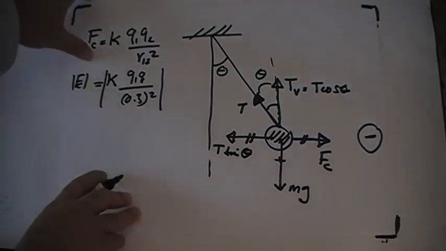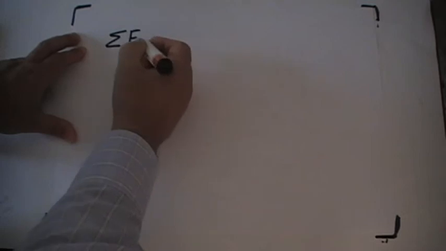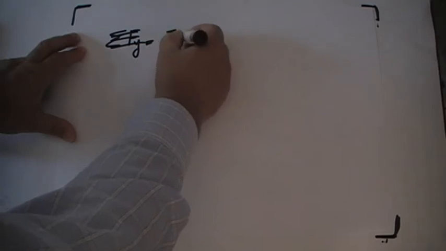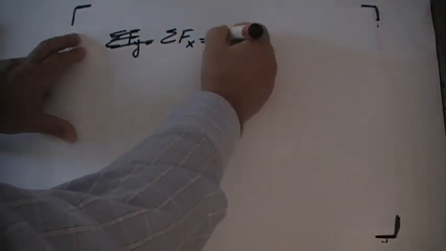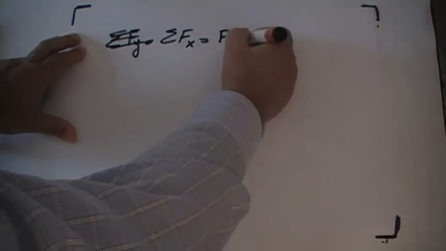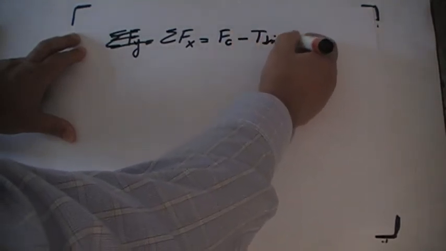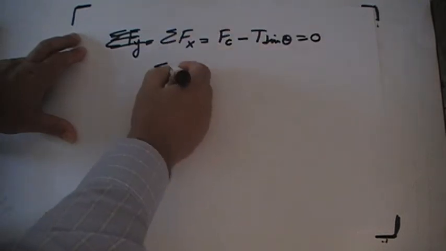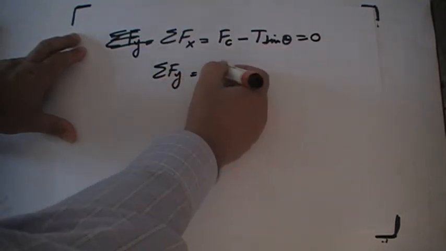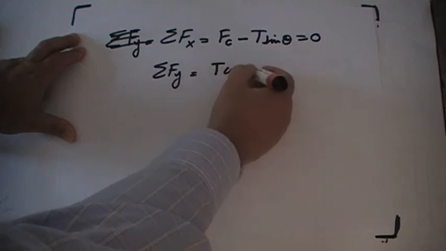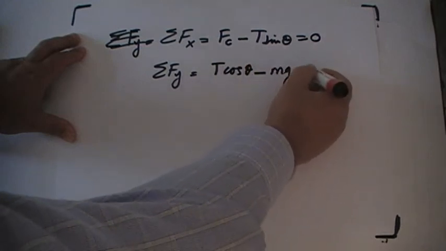If I get a fresh sheet of paper, the next step is to write the sum of the forces. Actually, let me start with the sum of the forces along x. The sum of the forces along x is equal to Fc, which I've calculated, minus T sine theta, is equal to 0. And the sum of the forces along y is equal to T cosine theta minus mg is equal to 0.